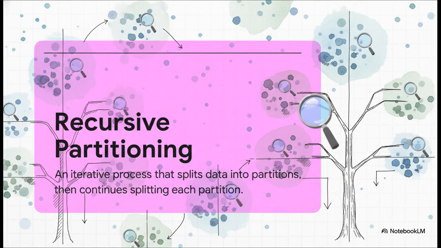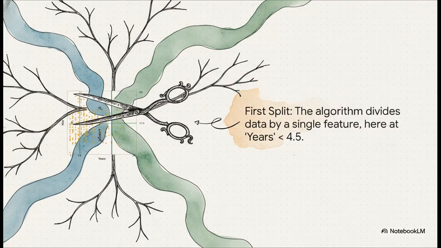Now, the magic trick here is something called recursive partitioning. It sounds complicated, but it just means the algorithm does the same thing over and over. It makes one split, which creates two new groups. Then it looks at each of those groups as its own new, smaller problem, and splits them again and just keeps repeating that process. So, here we go.